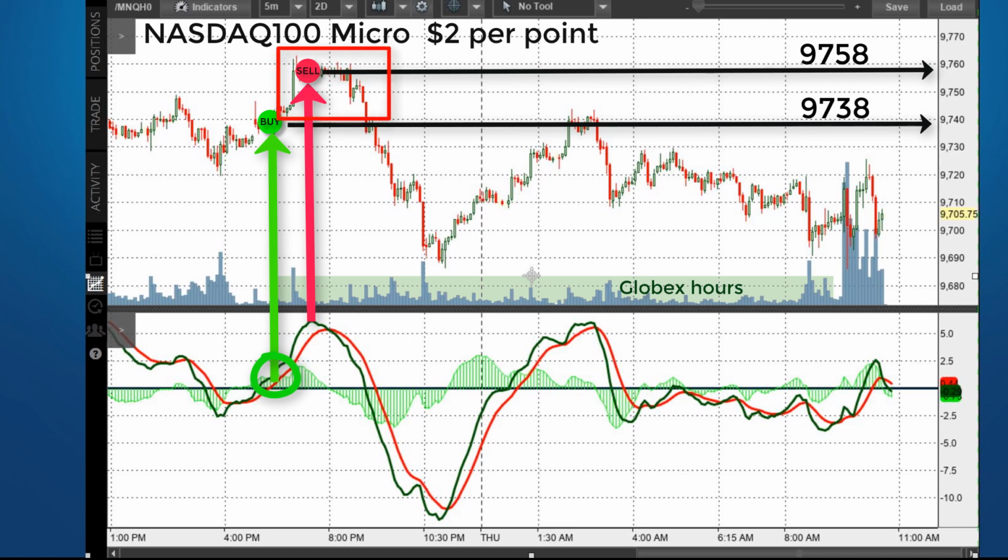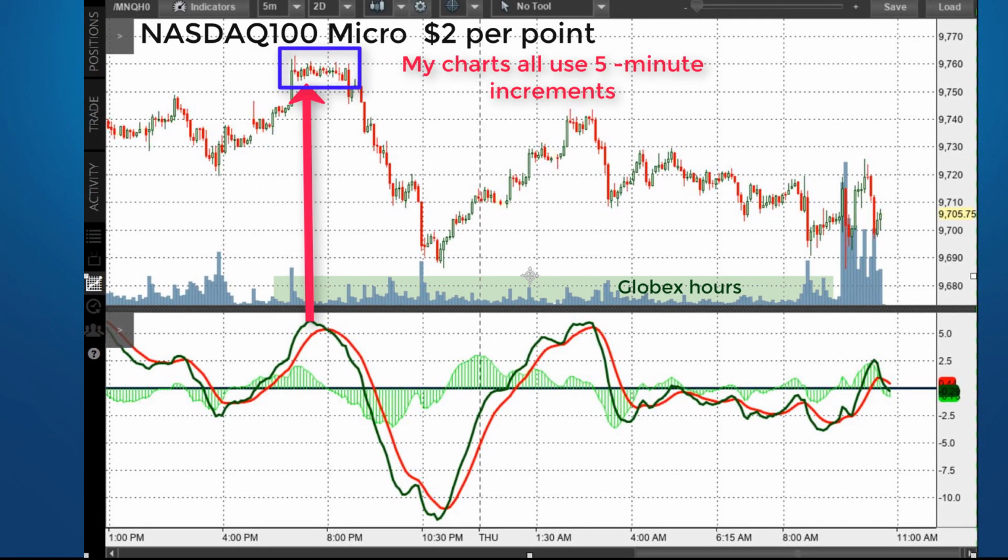Okay, now let me remove a few of these markers on the chart here and show you something else. This has to do with trading, whether you're day trading or Globex and overnight. See the blue rectangle up top there? Each one of those candlesticks, it looks like there's 12 to 15 in there, is 5 minutes wide. So that's an hour to an hour and a half of time in that little blue rectangle up top. And the market did absolutely nothing.